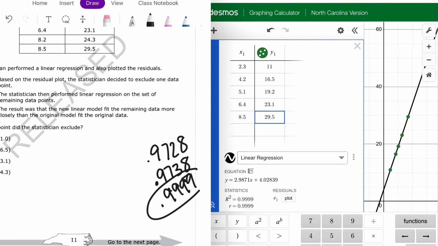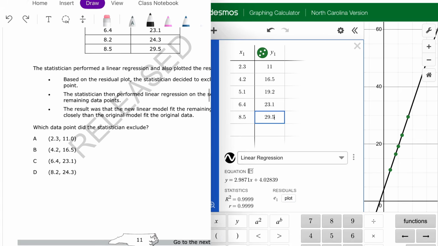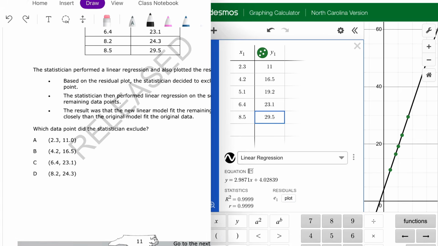What that means is getting rid of 8.2 made it stronger, right? When I got rid of 8.5, it got a little bit better. But when I got rid of that 8.2 point, which is no longer in my table, it got way stronger. So which one should they exclude? They should exclude 8.2. Now, had I looked at my answer choices, I wouldn't have wasted time trying to get rid of 8.5, and I could have gotten a little bit faster.